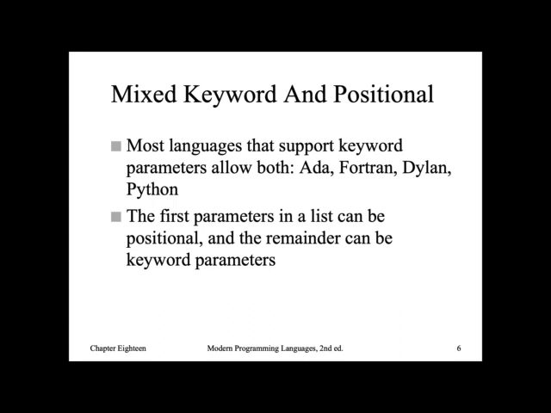And it turns out that a language that you've been exposed to, Python, and others you have not, like Ada and Fortran and Dylan, allow you to do both, okay? So it turns out that the first parameters in a list can be positional, the remainder can be keyword. Just be aware of that, I guess.